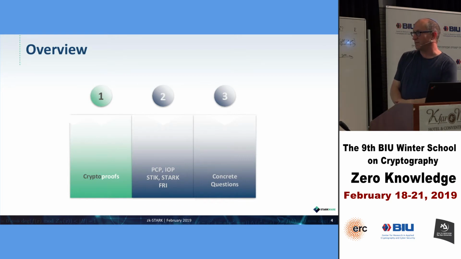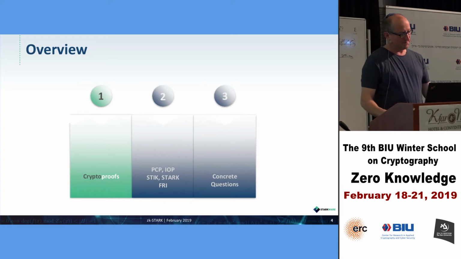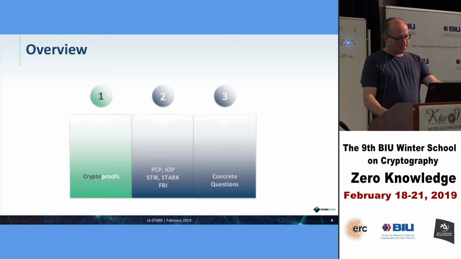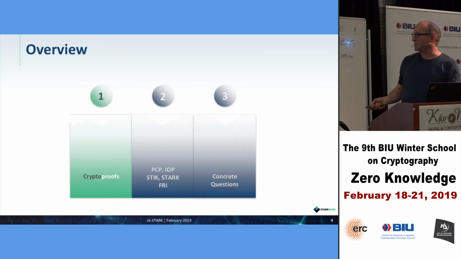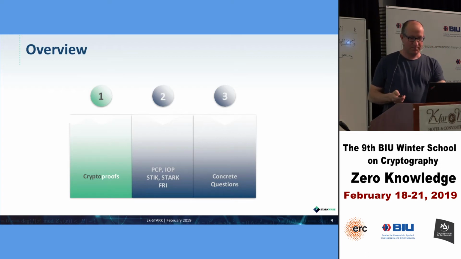I'm going to tell you a little bit about crypto proofs, which you all know about because you've been at this conference for a while. But maybe the takeaway is yet another way to describe what these things are to your mom and dad. The second part is going to be the part with the acronyms, right? All talks must have them. In our case, we're going to explain what PCP, IOP, STIC, STARK, and FRI are, and then I'll list a few concrete math questions.